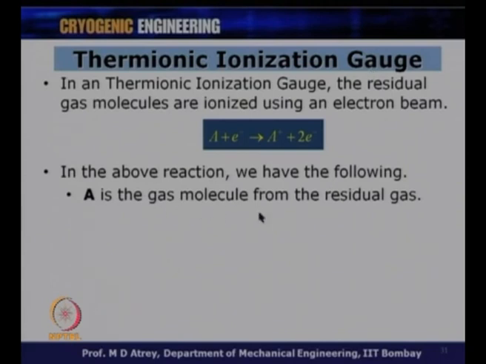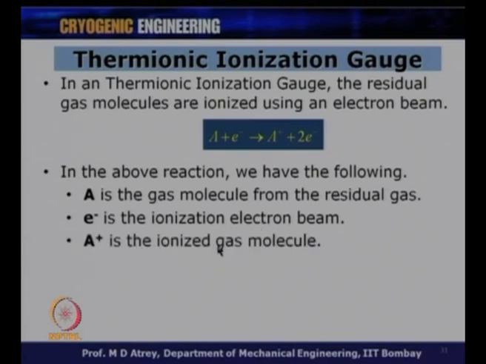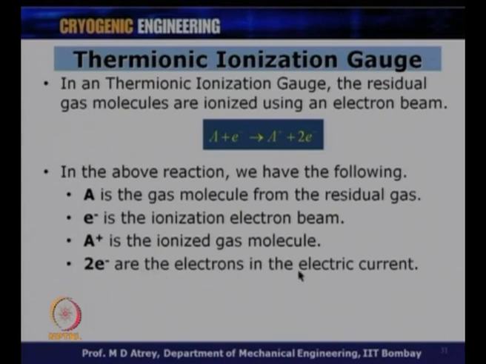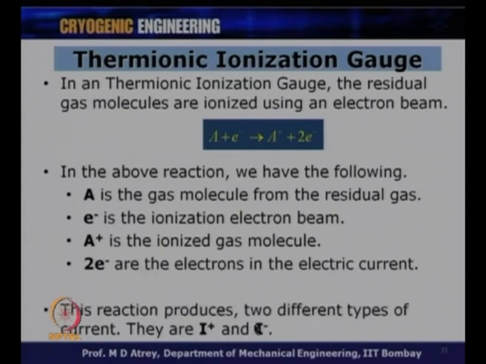Here A is the gas molecule of the residual gas, e minus is the ionization electron beam, and A plus is the ionized gas molecule, while 2e minus are the electrons in the electric circuit. This reaction produces 2 different types of current, I plus and I minus. Both will be called ionic current. And this is a simple principle.